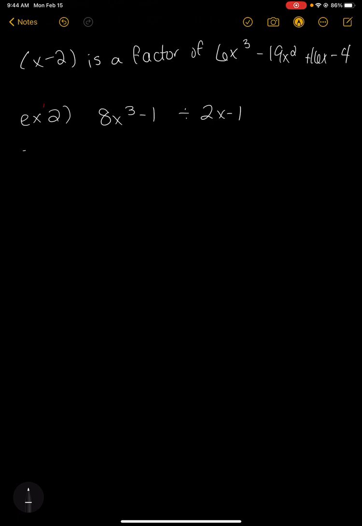All right, so we've got 8x cubed minus 1 divided by 2x minus 1. So we'll have 8x cubed minus 1 underneath the parentheses, but what happens is that we're missing some of the terms, so it's not in descending order. So what we have to do is use placeholders. So we'll have a 0x squared plus 0x minus 1. Now we have each term represented.